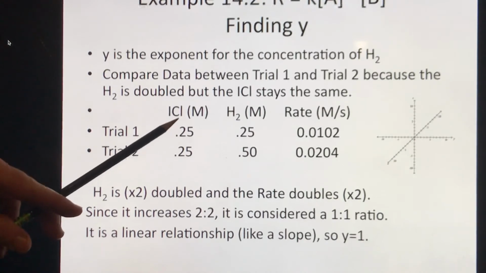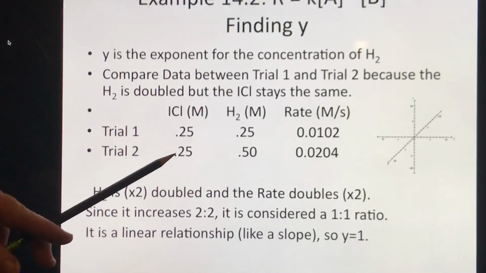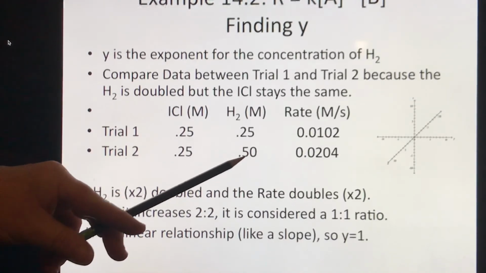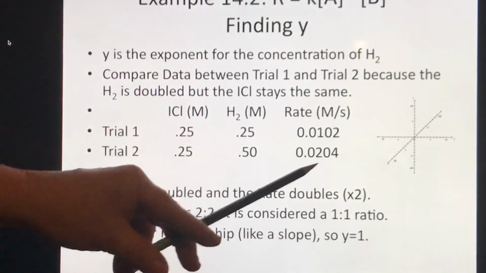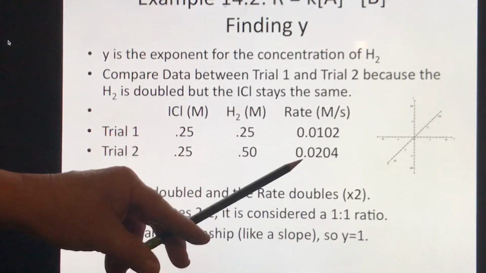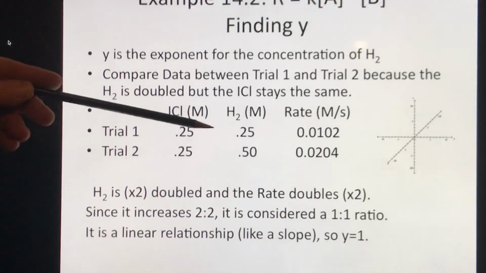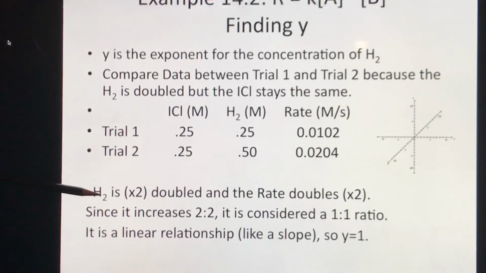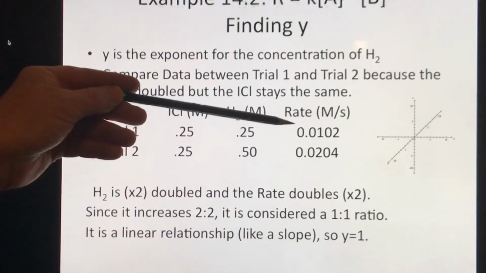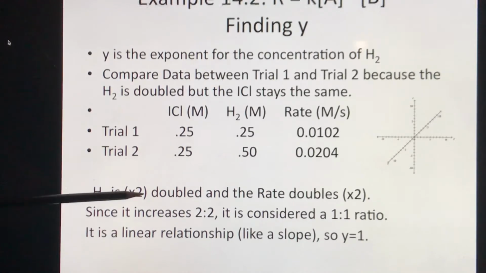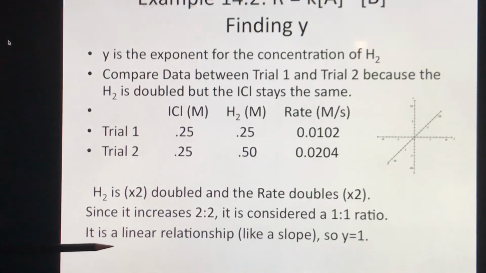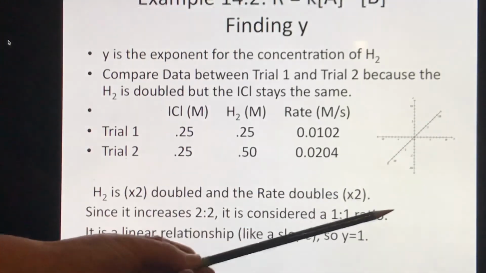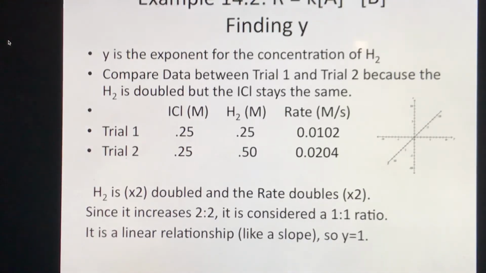So again, the ICl here stays the same, 0.25 molar. The H2 is 0.25 and 0.5, so that's doubled. And then our rate is in molarity per second, so it goes from 0.0102 to 0.0204. So what we see is this relationship here. The H2 is doubled and the rate is doubled. Since they're both increasing by 2, it's considered a 1-to-1 ratio, and it's considered a linear relationship. Imagine like a slope, if you had a slope going up this way. So in this case, our y is equal to 1.